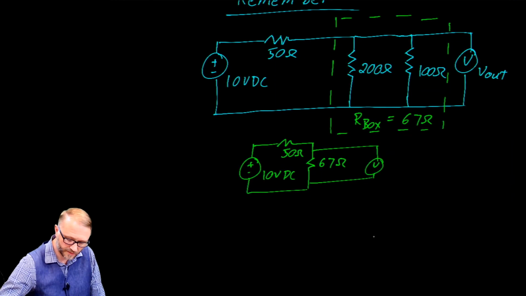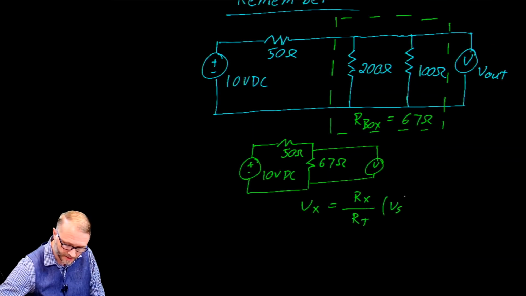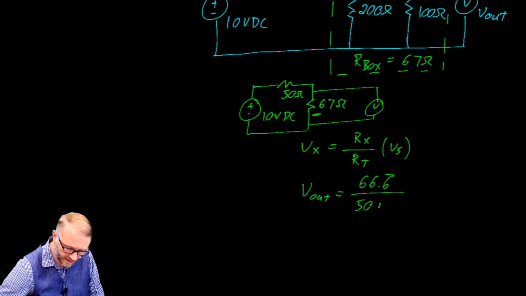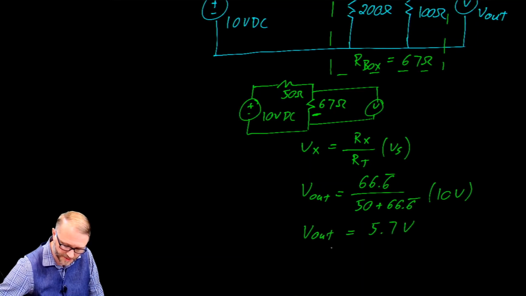And you might use a voltage divider where you said the voltage of interest is the resistor of interest over the total series resistance multiplied by the source. Plugging in our values, we say that the voltage out is equal to that combination, so this resistor right here. So that is 66 ohms over 50 plus 66 ohms multiplied by the source voltage, which gives you a voltage output of approximately 5.7 volts.